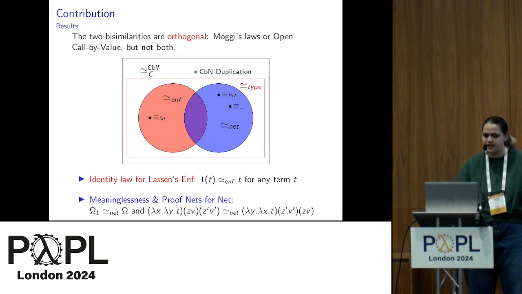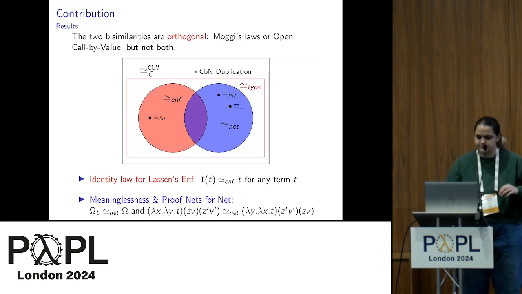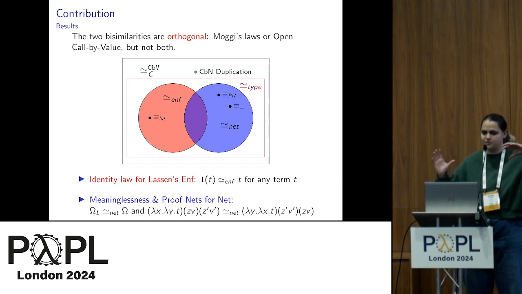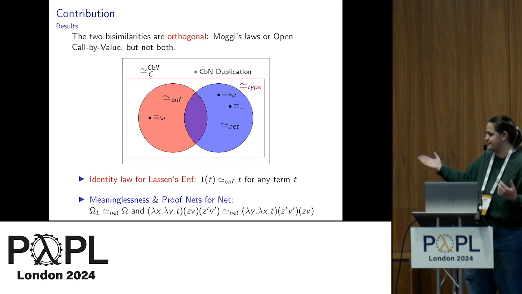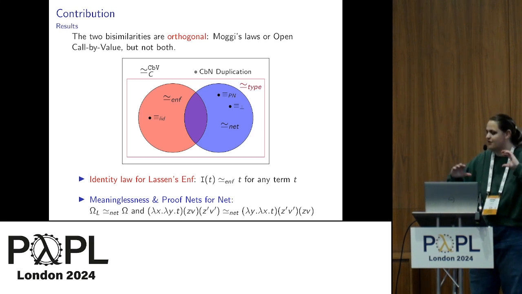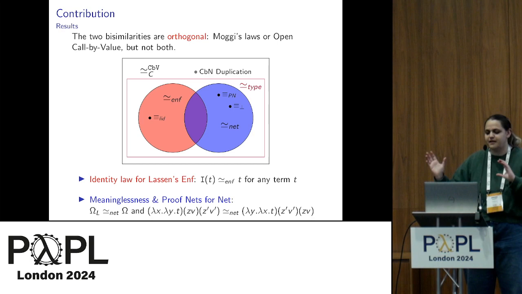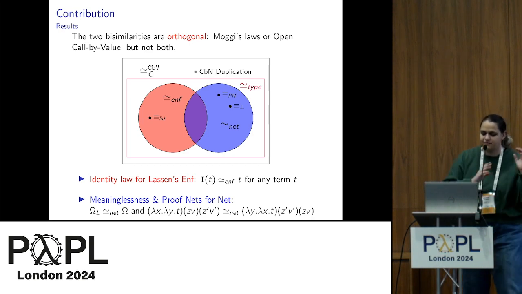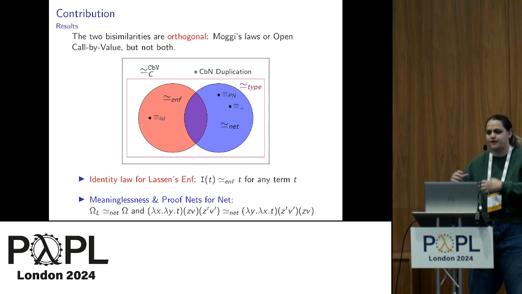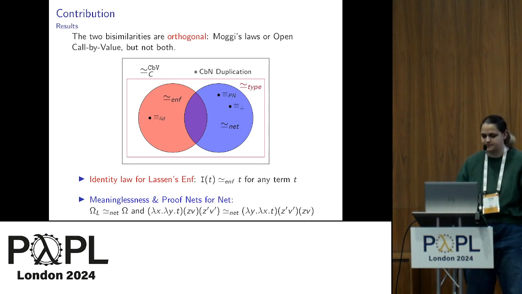So we have this situation now that we have these two bisimilarities, which have an intersection. The intersection is not empty, but they are really orthogonal, and there's not one that is bigger than the other. We have, on one hand, the identity law, on the other hand, meaninglessness and the proofnet equivalences.